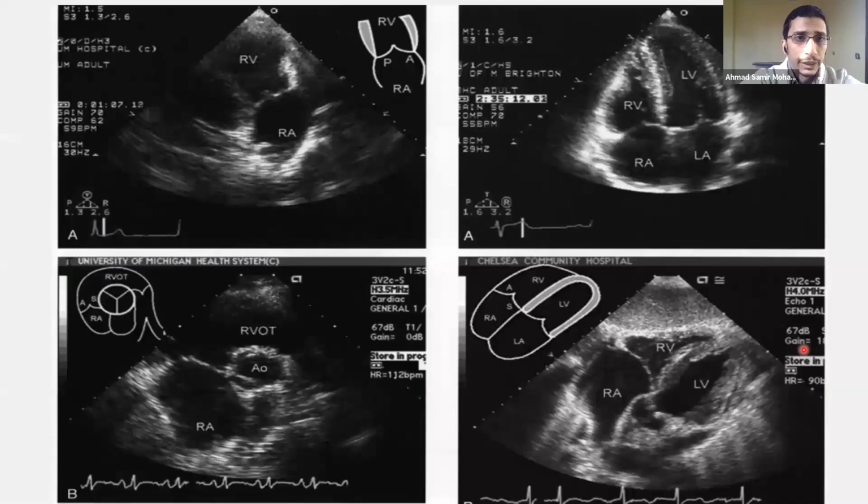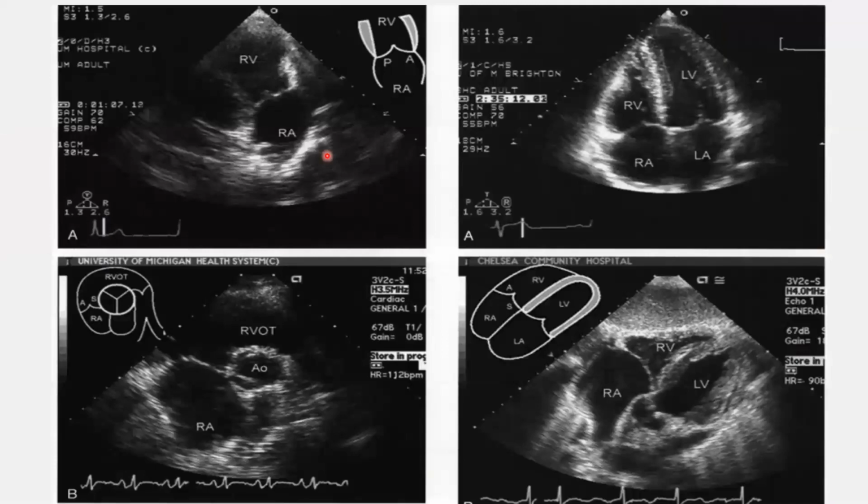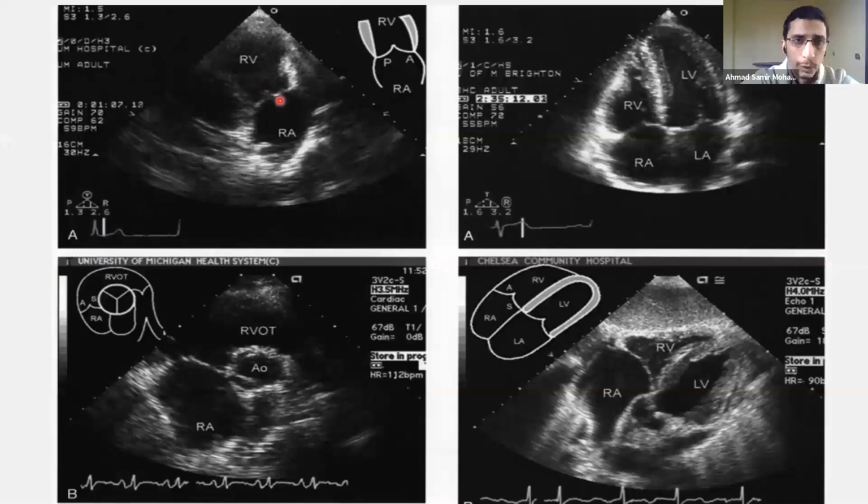Here, for identification of what we have, this is the RV inflow view. The right atrium, the right ventricle. So from the part closer to the probe, this will be the anterior leaflet, and this is the posterior leaflet in the majority of patients. On fewer occasions, it can be the septal leaflet.